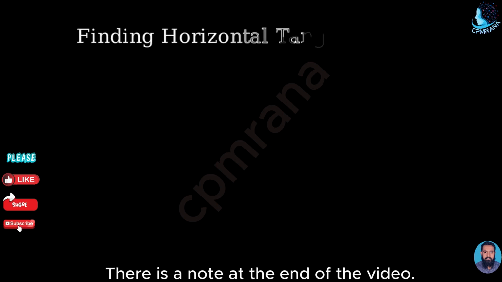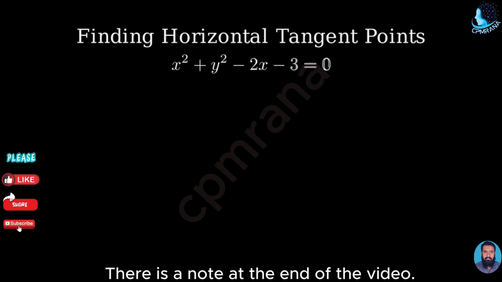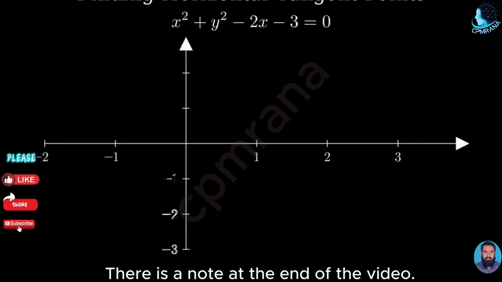Let's find the points on the curve x squared plus y squared minus 2x minus 3 equals 0, where the tangent line is horizontal. Let's break this down step by step. First, let's visualize what we're looking for. A horizontal tangent line means the slope at that point is 0. We need to find these points where the curve has a horizontal tangent.